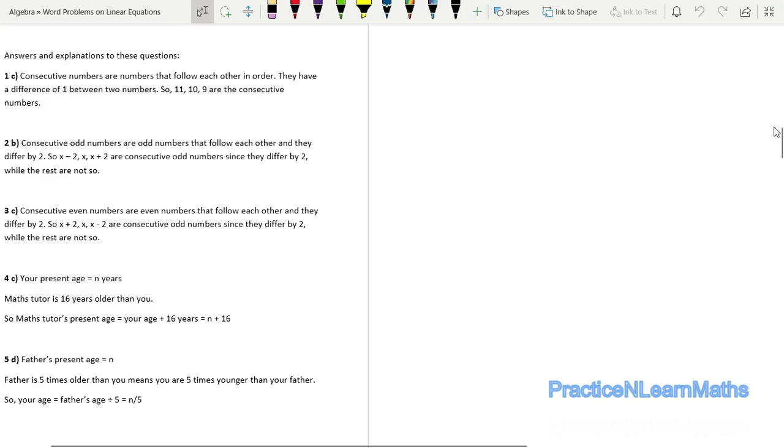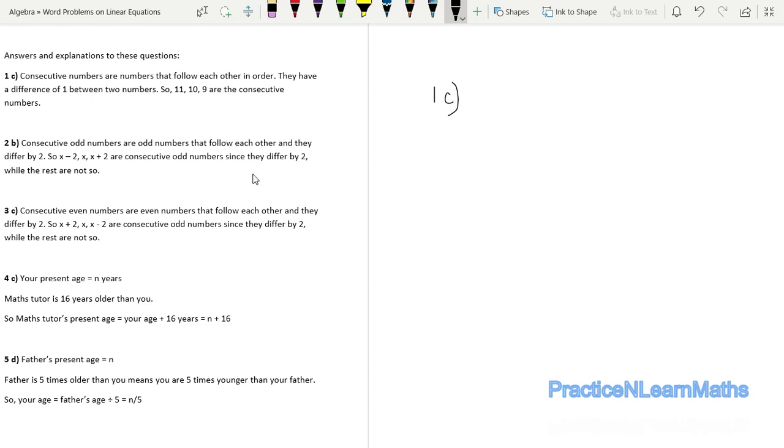Question 1. Which of the following are consecutive numbers? Correct answer is 1C. Consecutive numbers are numbers that follow each other in order. They have a difference of 1 between two numbers. So 11, 10, 9 are the consecutive numbers.